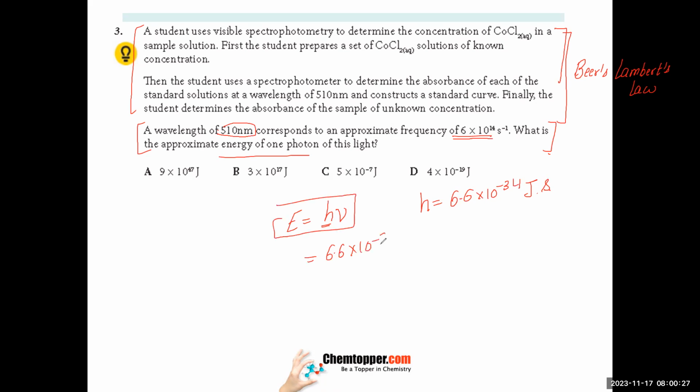In some questions, frequency is given. In some questions, wavelength is given. Here, frequency and wavelength, both of them are given. So pick up this frequency, 6 times 10 raised to the power 14. This is joule seconds. This is per second. Per second, second cancelled. Answer is in joules.